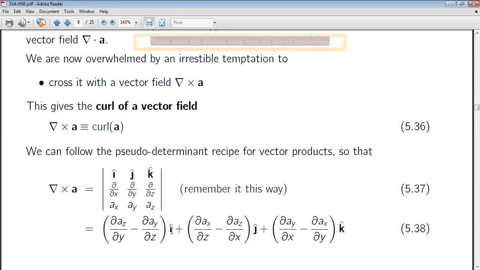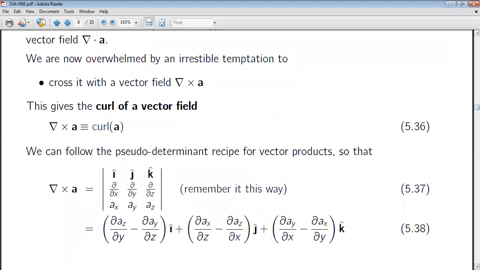You have already learned this in 11th and 12th classes. Then similarly, next one is j cap. What happens by taking j cap? Cross out its column and row. What will you have? del/del z of Ax minus del/del x of Az. In this way, you will get the third term also. So 5.38 gives the expression for curl of a vector point function A. Just remember that. Okay.